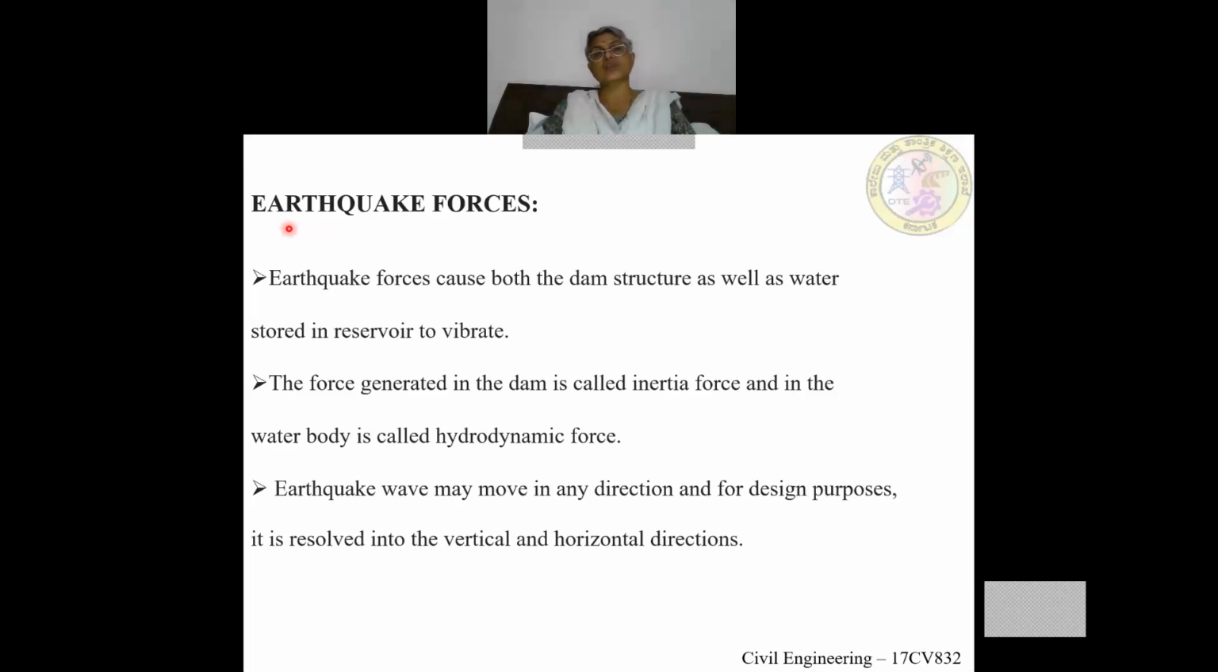Now we'll see the earthquake forces. This is the second force, and it depends upon the location of the dam. Earthquake forces cause both the dam structure as well as the water stored in the reservoir to vibrate. The force generated in the dam is called the inertia force, and in the water body it is called the hydrodynamic force. So force is generated on the body of the dam, which is called the inertia force, and force is generated in the water, which is called the hydrodynamic force.